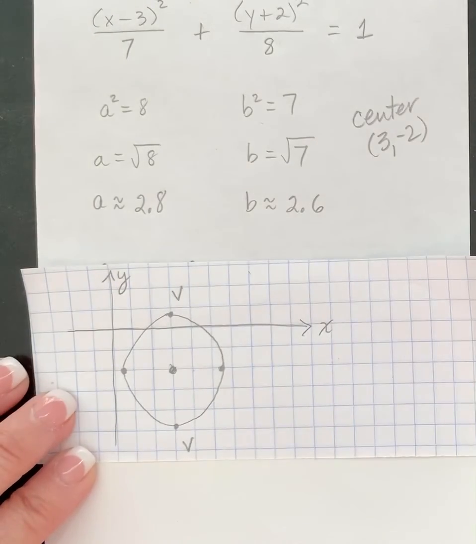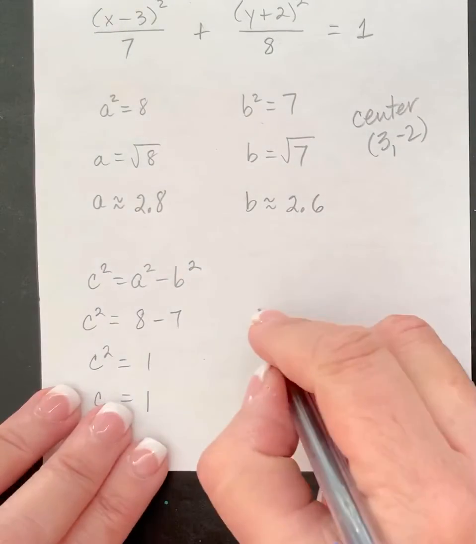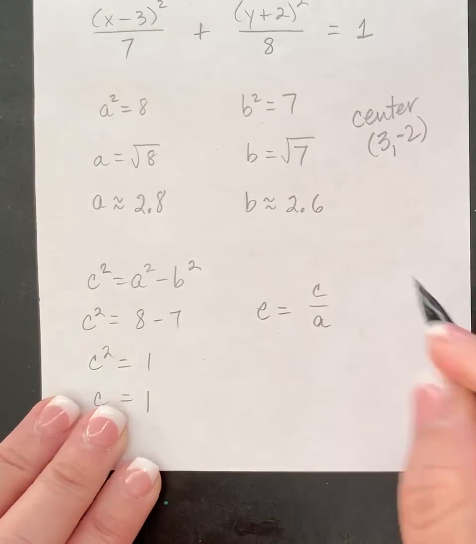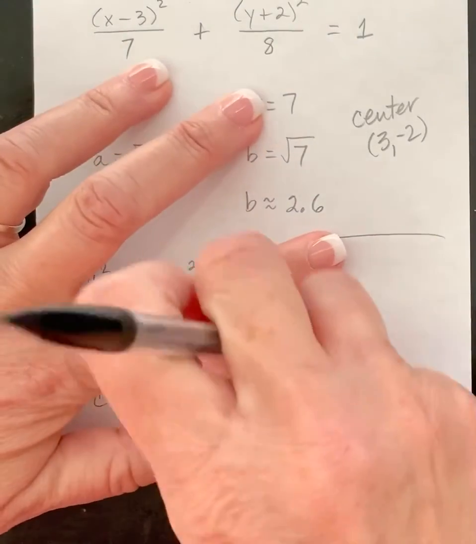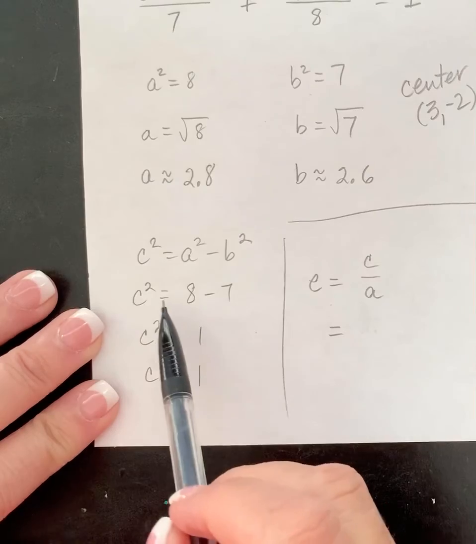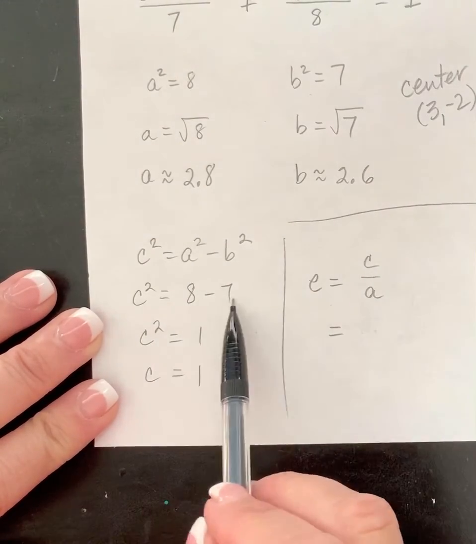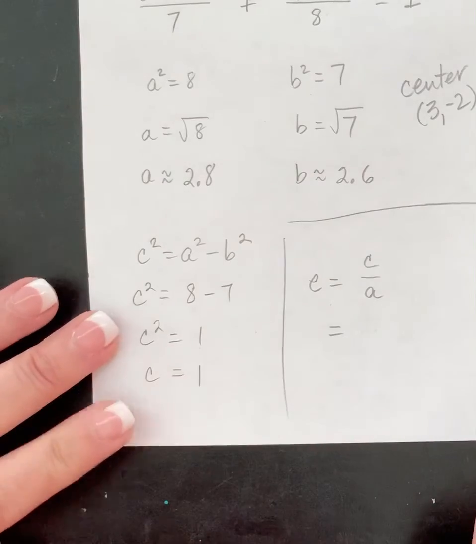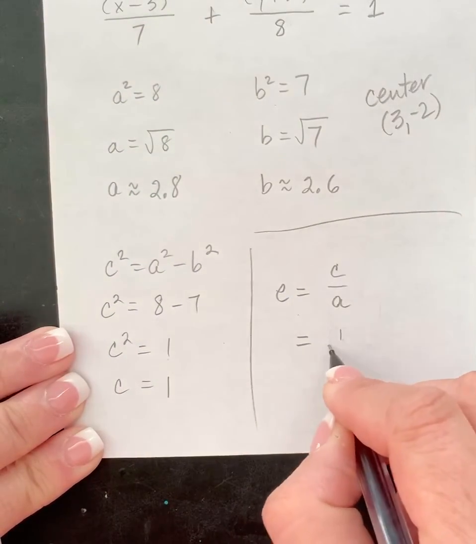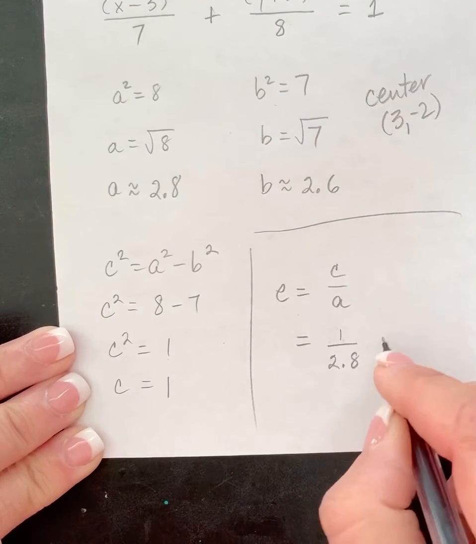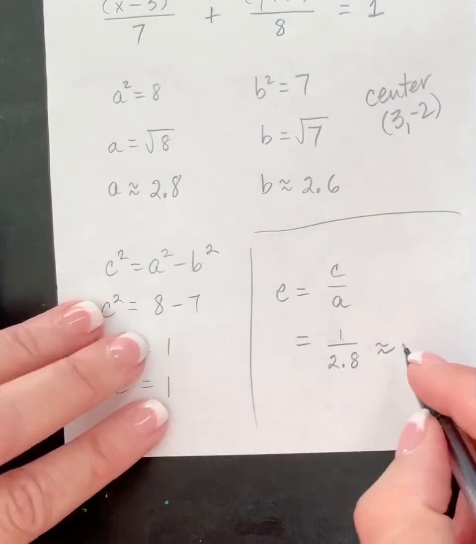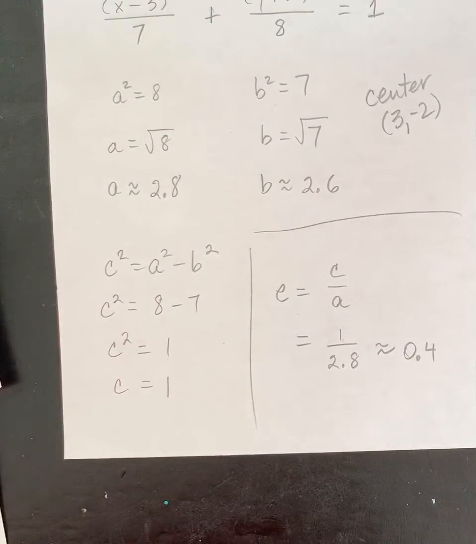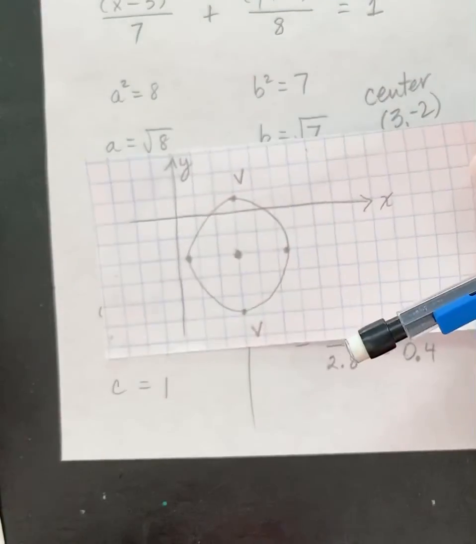All right. If we found the eccentricity, if we did e equals c divided by a, that would be 2.6. Oh, I'm sorry. c is 1. Here's my calculations for c. a squared minus b squared. So it would be 8 minus 7. c squared would be 1, and c would be 1. So then if I did the eccentricity, that would be 1 divided by 2.8, which is approximately 0.4. Okay, so you can see that's smaller than 1/2, and it's closer to 0, and that's why the ellipse is a little more round.